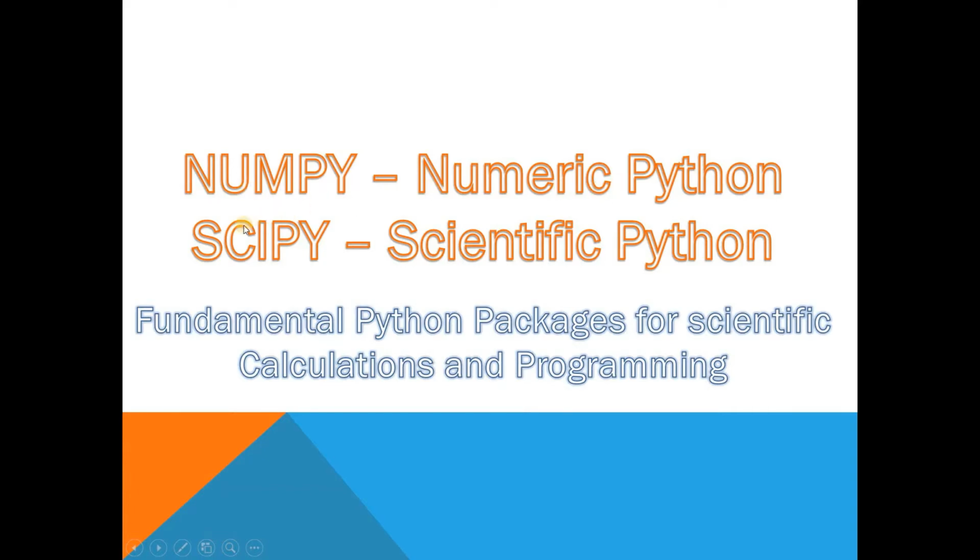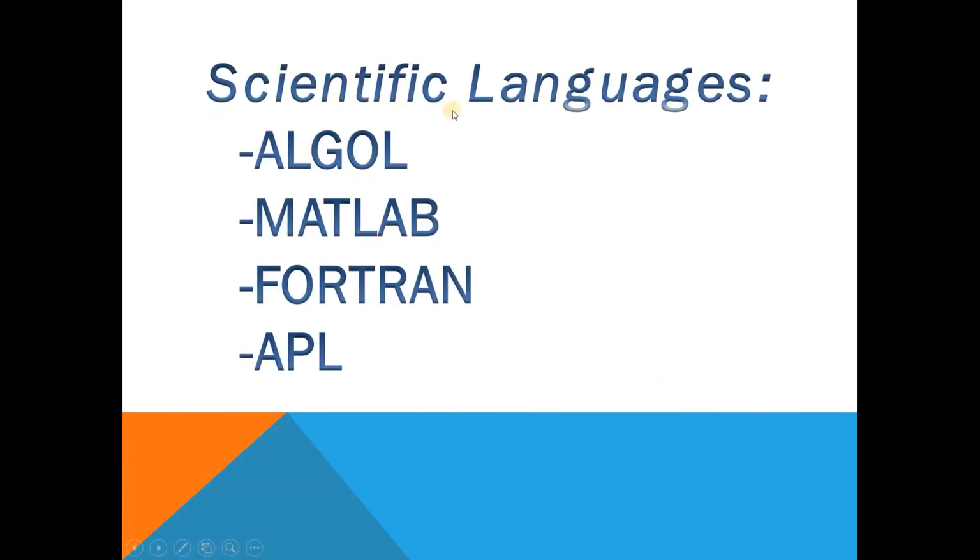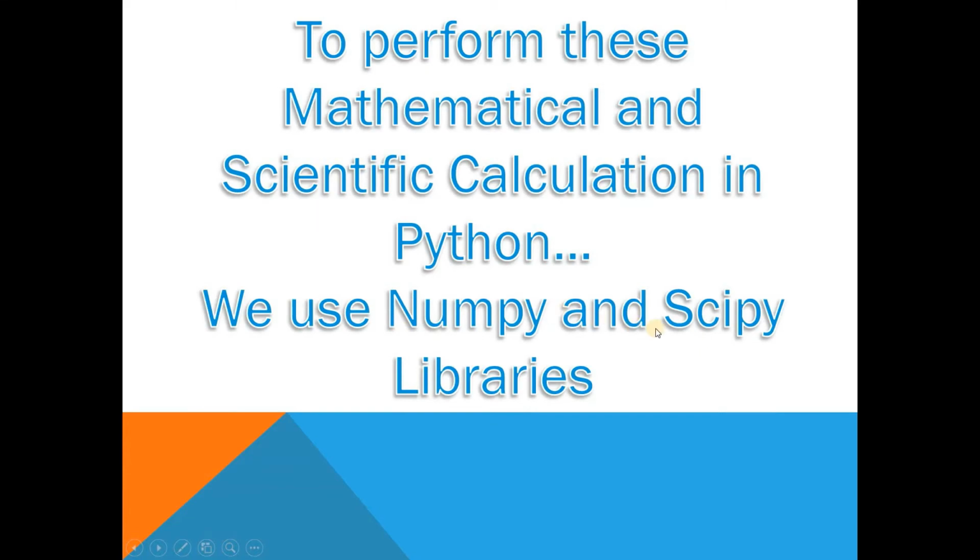NumPy means numeric Python, and there is one more library called SciPy, whatever you want to pronounce it. So, scientific Python. NumPy and SciPy are fundamental Python packages for scientific calculations and programming. There are some scientific languages like Algol, MATLAB, Fortran and APL, but these perform mathematical operations. What if you want to perform these scientific and mathematical operations in Python? For that we need NumPy and SciPy.